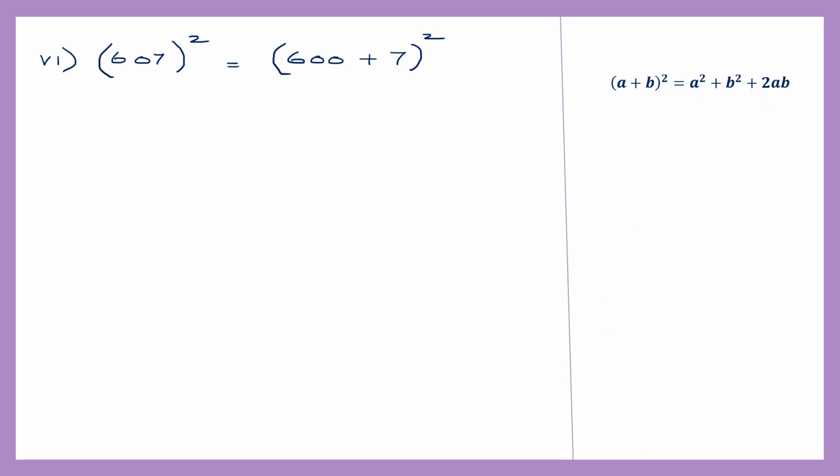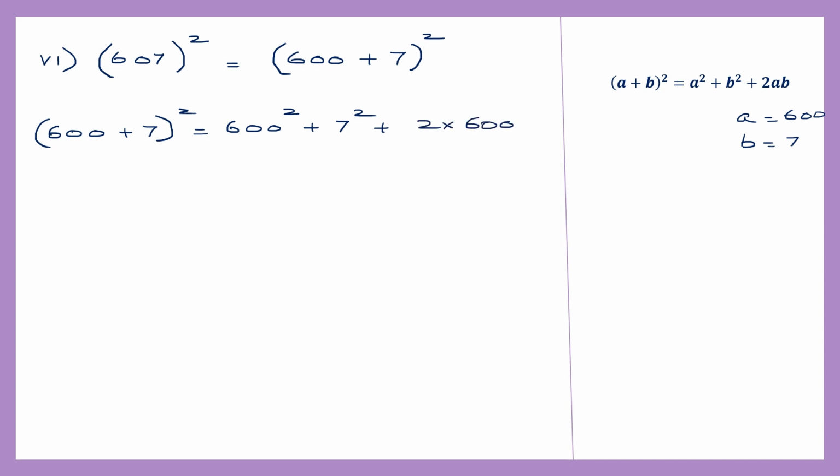In that case, a is the first term, and what's the first term? 600. And b is the second term, and what is that? 7. So here let's apply that formula. (600 + 7) the whole square is equal to a square, which is 600 square, plus b square, and b is 7, 7 square, plus 2ab, 2 into 600, that is a, into b, which is 7.